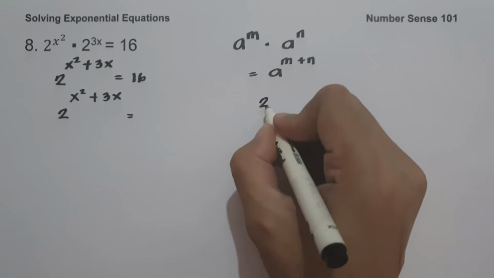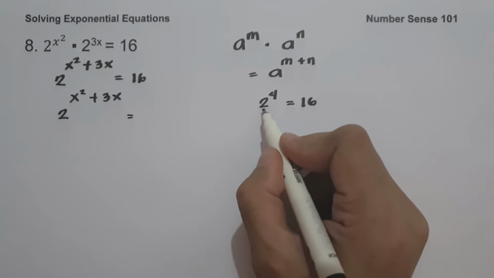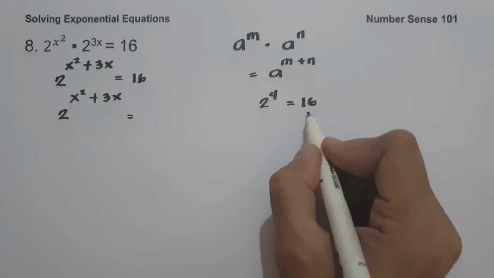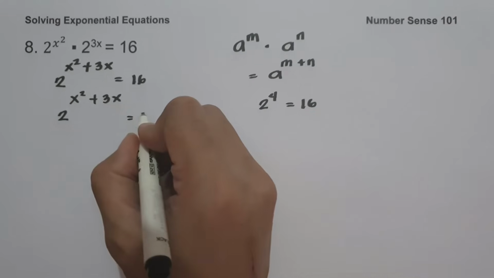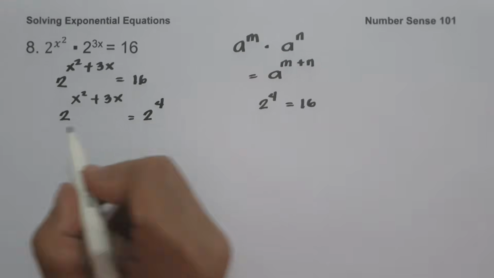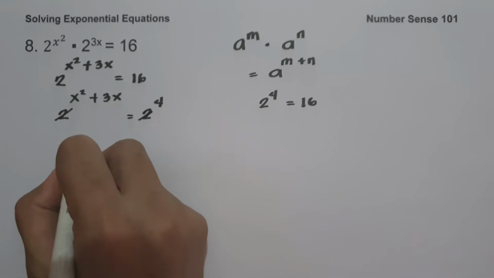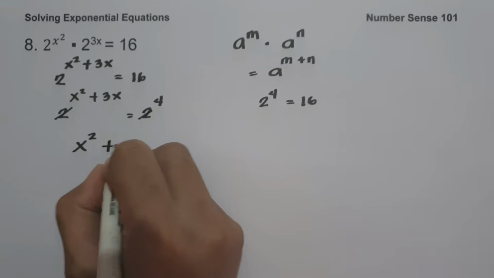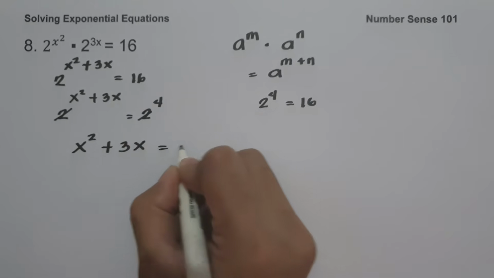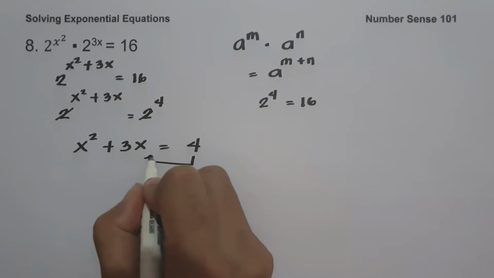And to simplify, let us write 2 raised to x squared plus 3x, and let us write 16 as 2 raised to 4. Because if you are going to multiply 2 four times to itself, it will give us 16. So let us have 16 as 2 raised to 4. Since we have the same base, let us cancel the base and let us have x squared plus 3x equals 4. So let us move 4 to the other side of the equation.